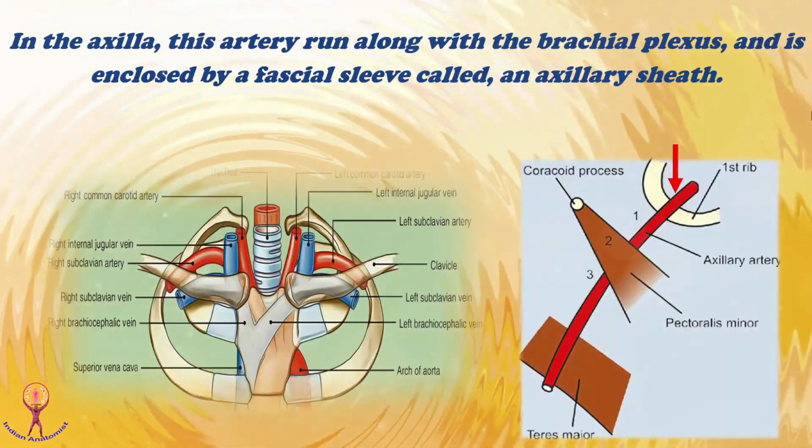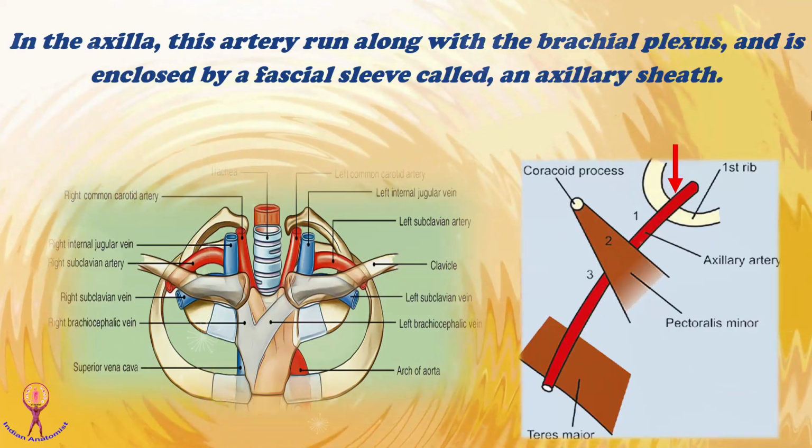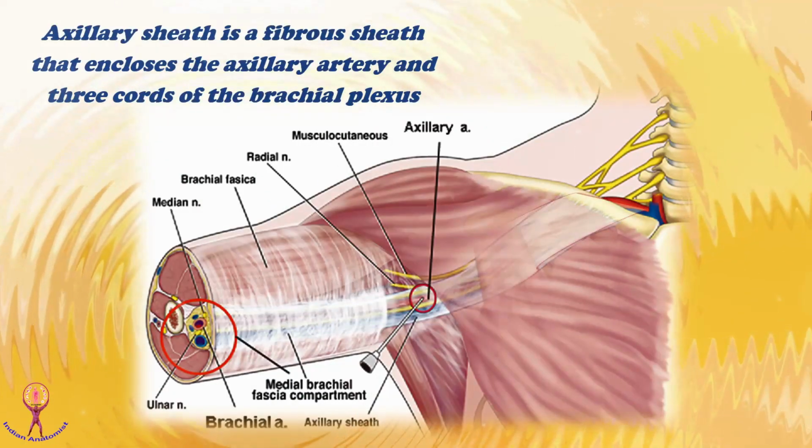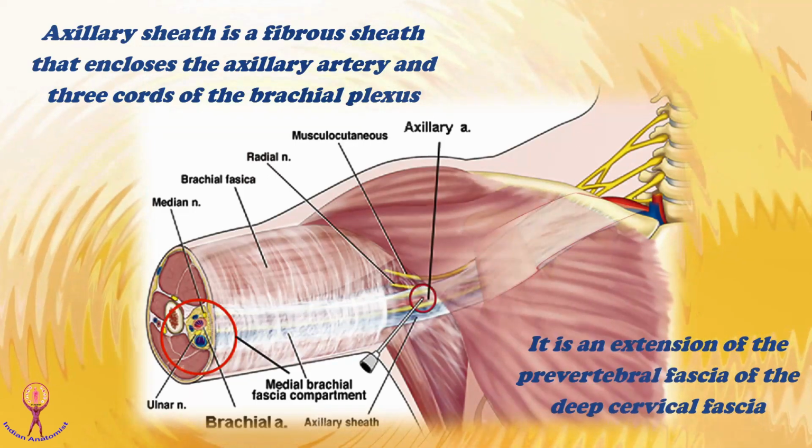and hand. In the axilla, this artery runs along with the brachial plexus and is enclosed by a fascial sleeve called the axillary sheath. The axillary sheath is a fibrous sheath that encloses the axillary artery and the three cords of the brachial plexus to form the neurovascular bundle. It is surrounded by the axillary pad of fat. It is an extension of the prevertebral fascia of the deep cervical fascia from the neck region.